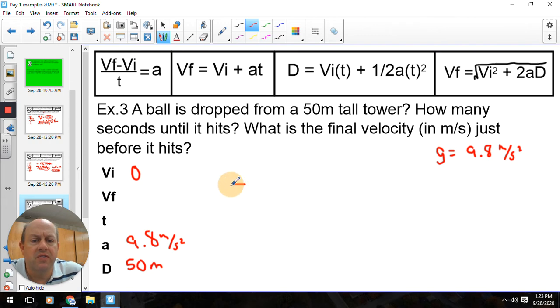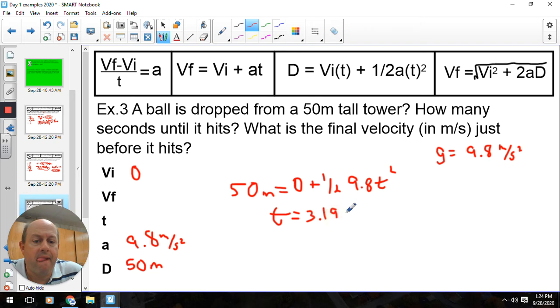So our distance is 50 meters equals 0, VIT would be 0, plus 1/2 AT squared. So A being 9.8, T squared. So if we solve for T, we're going to get 3.19 seconds. Okay, and that will be our answer.